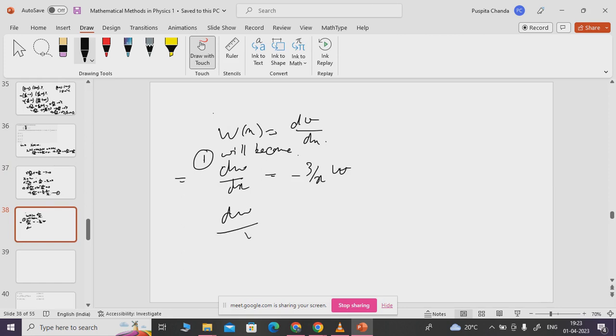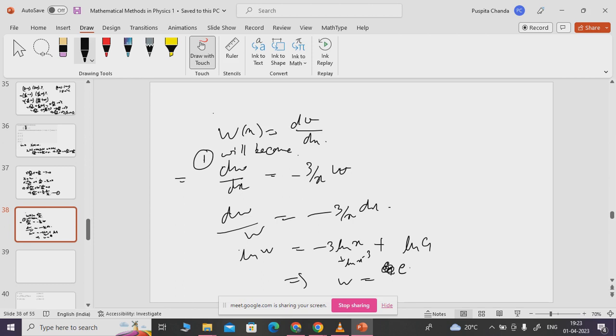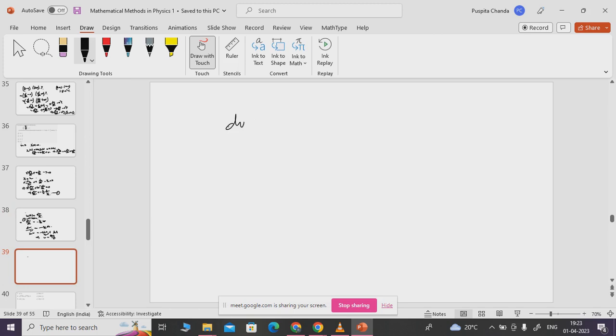The equation number 1 will become this. So dw by w is minus 3 by x dx. So ln w is minus 3 ln x. We can take any arbitrary constant, but for simplicity we will take ln c1. So it will become w is equal to c1, because this is ln x to the power minus 3. So c1 by x cube.